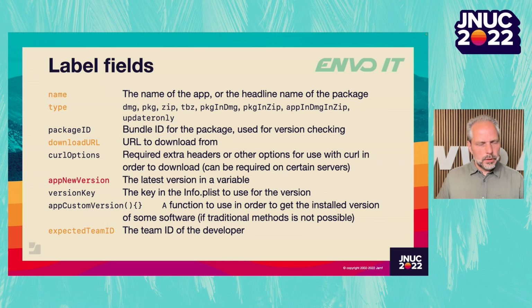We can have a field that is not mandatory. The package ID: if the install type is a PKG, then we can actually look for this package ID, the bundle identifier, to see if it has already been installed and get the version that has been installed there. We need, and this is a mandatory field, the download URL in order to download this software.